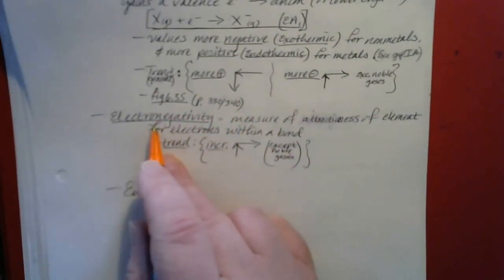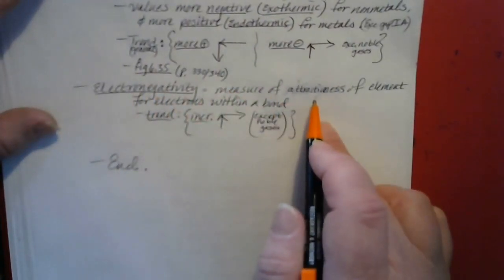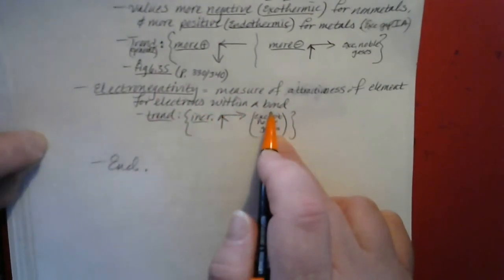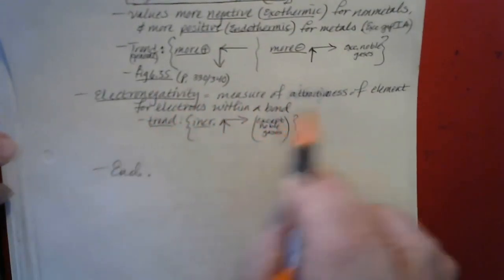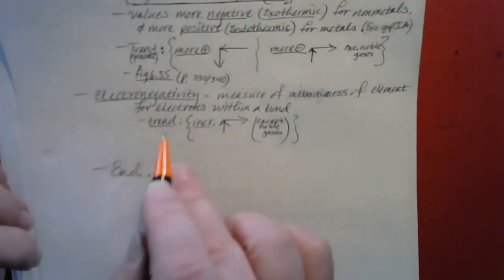And electronegativity, which again is going to come up in the next chapter, is a measure of the attraction of an element for electrons within a bond. And that is very useful in a lot of situations. Just determining what type of bond you've got will often depend on the difference in electronegativities for the two elements involved in the bond. Electronegativity also has a much more regular and predictable trend.